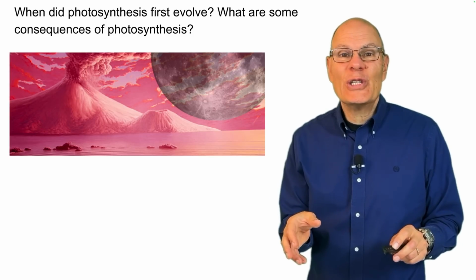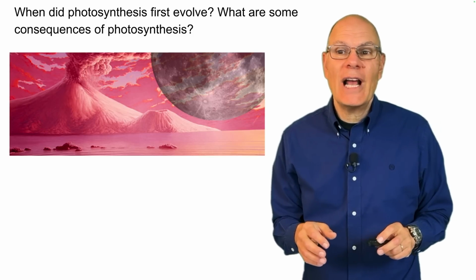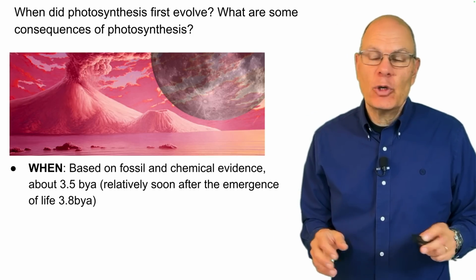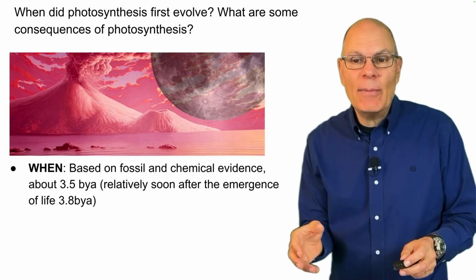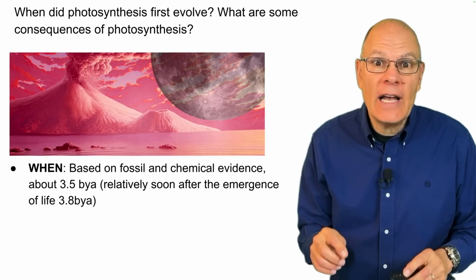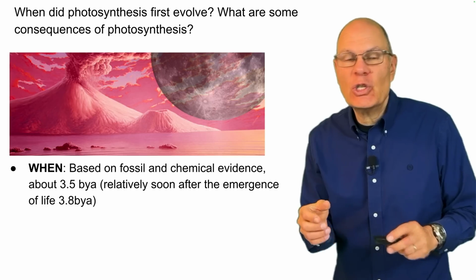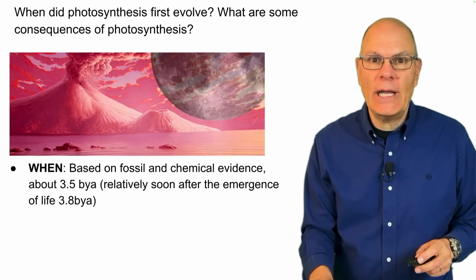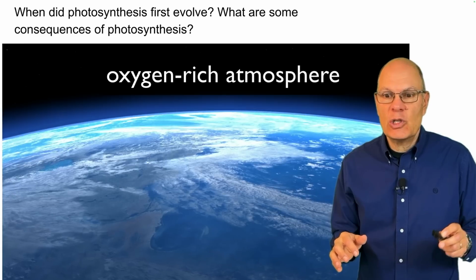When did photosynthesis first evolve? What are some of the consequences of photosynthesis? In terms of when, based on fossil and chemical evidence, about 3.5 billion years ago, that's relatively soon after the emergence of life, at 3.8 billion years ago. Its consequences were vast.